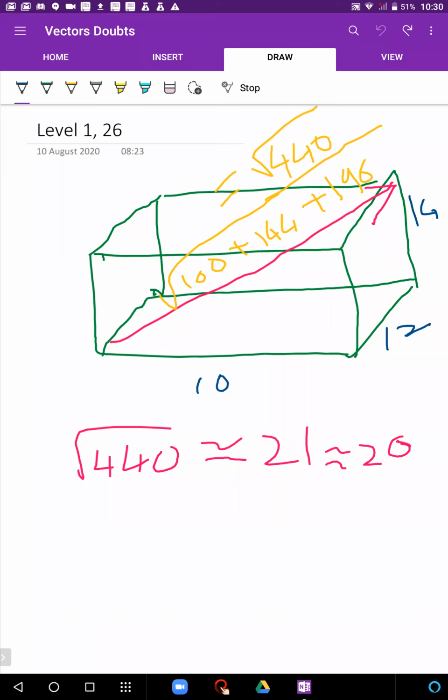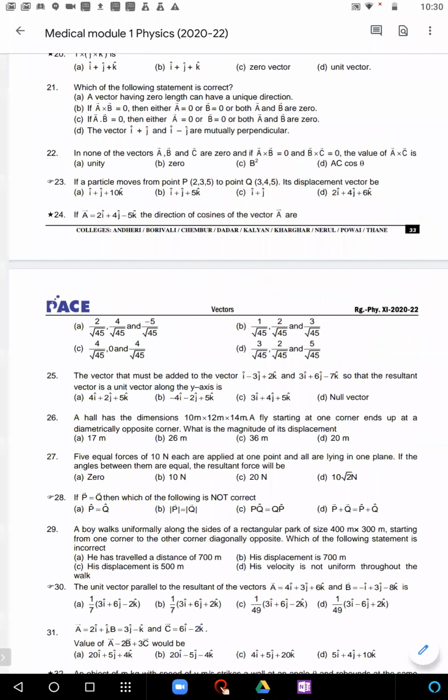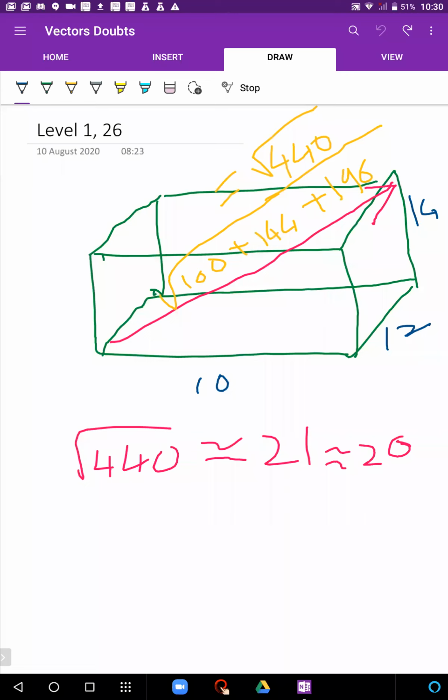This one got quite messy. Near 440, at least 21 would have been accepted because 21 square is 441. Instead of 21, 20 is unfortunately our nearest option. The options are 17, 26, 36, 20. So 20 is our nearest option, so we are going with 20. In exams there would at least be 21, but if that's not the case, you can see that they have somewhat approximated it. If you're confident you've done everything right, then go for the nearest answer.